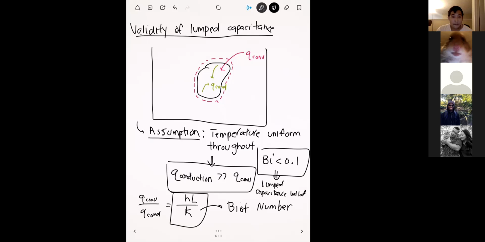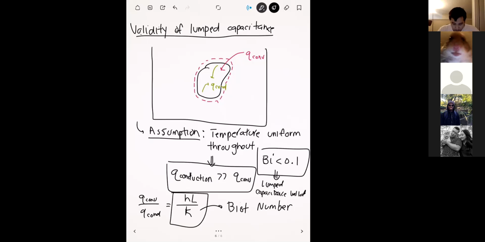Right. And so this threshold of 0.1, I'll be the first to admit it's a little bit arbitrary. The way that they came up with this is through a lot of experiments. From experiments, basically what they've been able to show is that if you compute the Biot number and it's less than 0.1, then you can assume that the object is basically uniform temperature, okay?